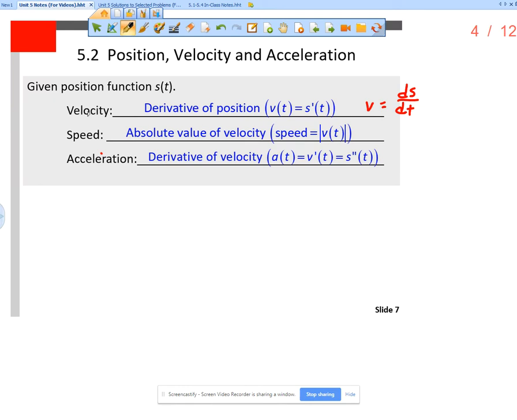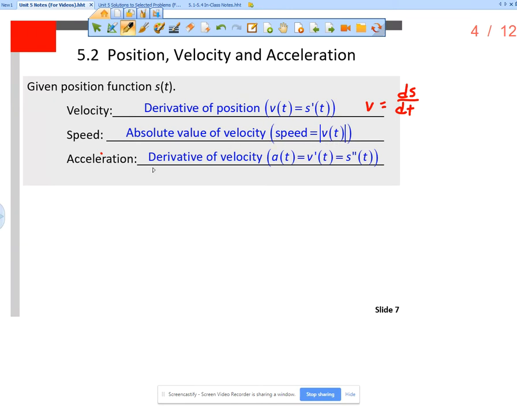Now, speed, remember, is the absolute value of velocity. Velocity is a vector, so positive means forward and negative means backwards, or positive means right and negative means left, or positive means up and negative means down, whatever. Speed is not a vector. It is a scalar, which means that it only has a value and not a direction. So speed is the absolute value of velocity.